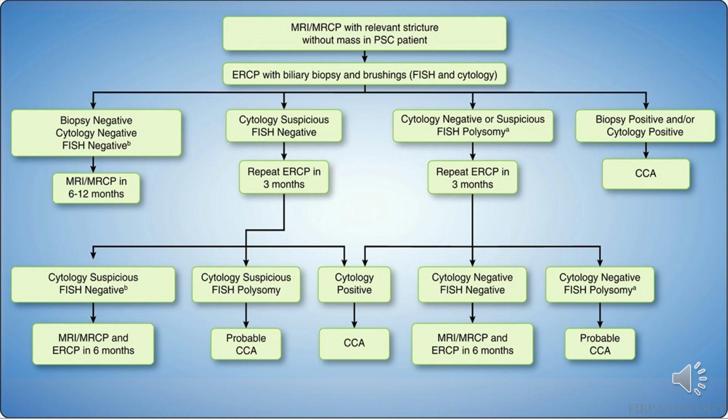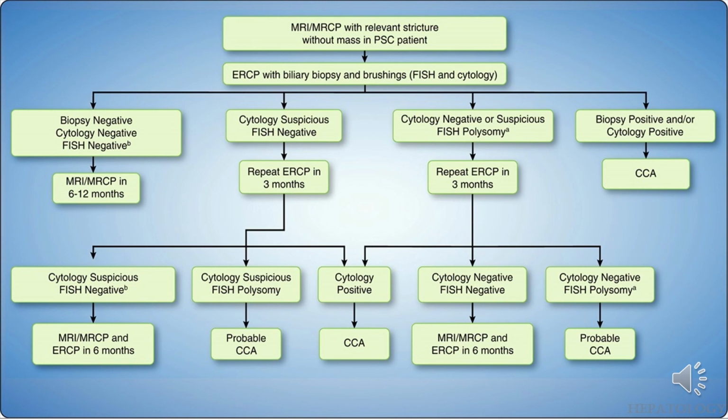At the very right of the algorithm, if you find a biopsy which is positive and/or cytology is positive, then you have a diagnosis of cholangiocarcinoma. In the middle, if the cytology is suspicious and the FISH is negative, you should be repeating the ERCP in 3 months.